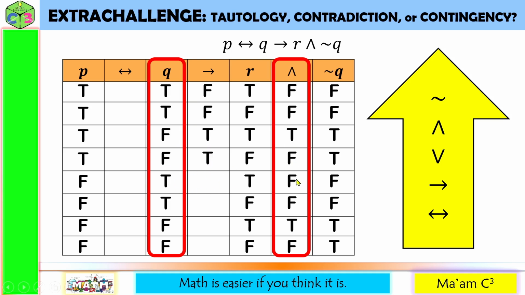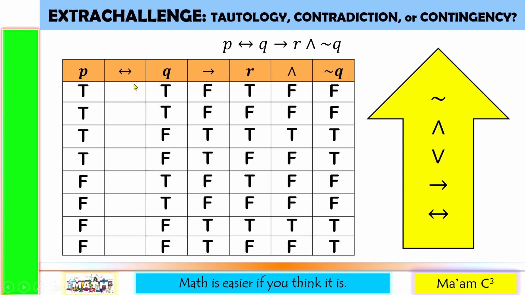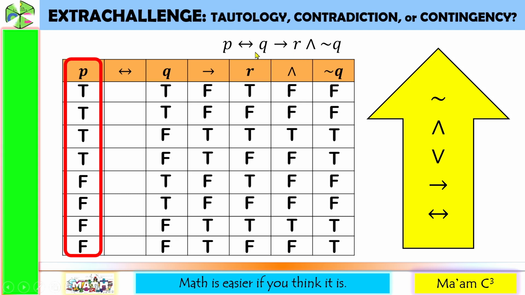True, false is false. True, false is false. False, true is true. Both false is true. Now, for the last column, the biconditional. So this time, we are going to focus our eyes on P and our answer on this part. And the last thing that we solve again is the implication.